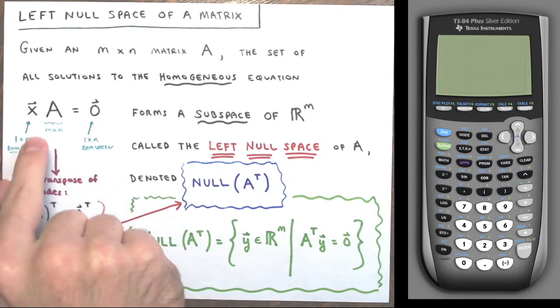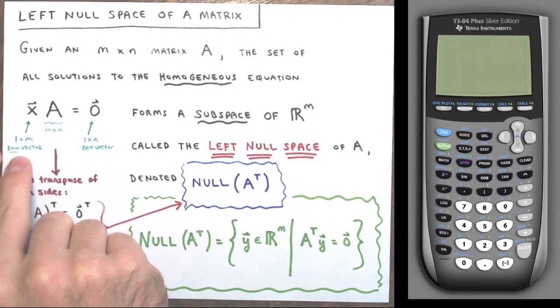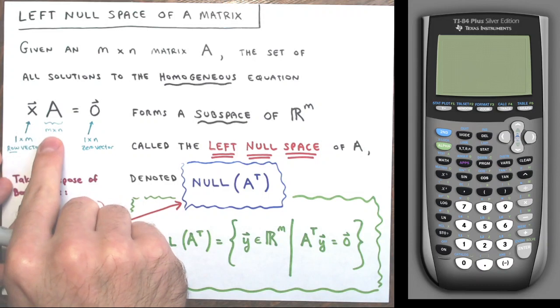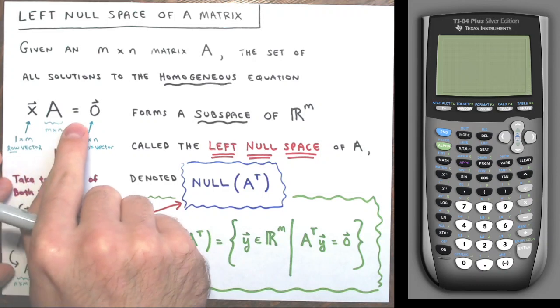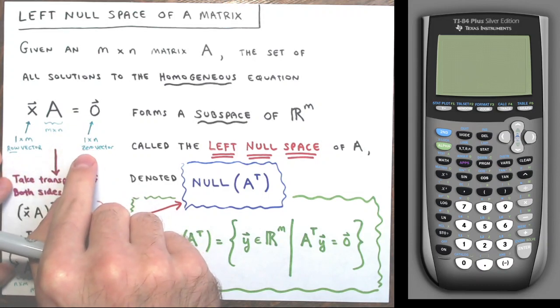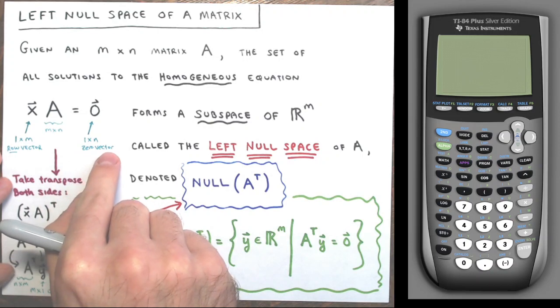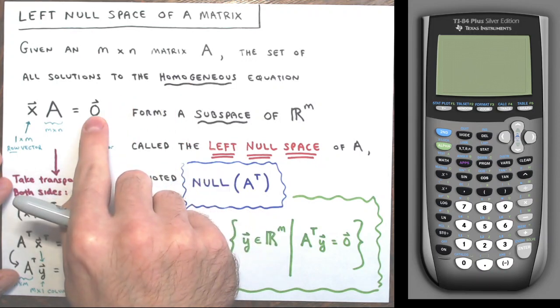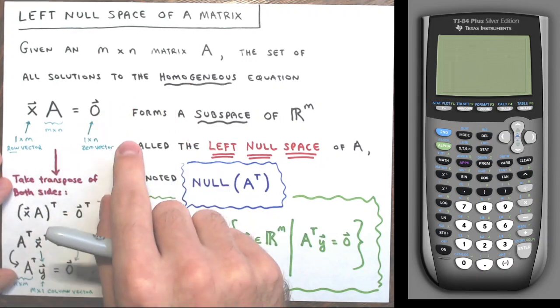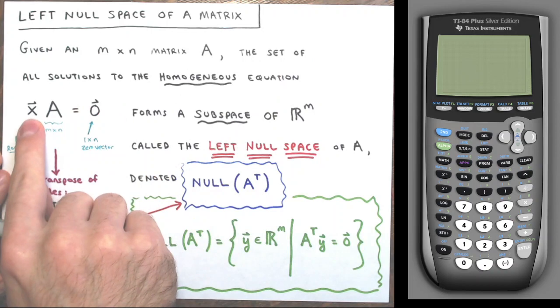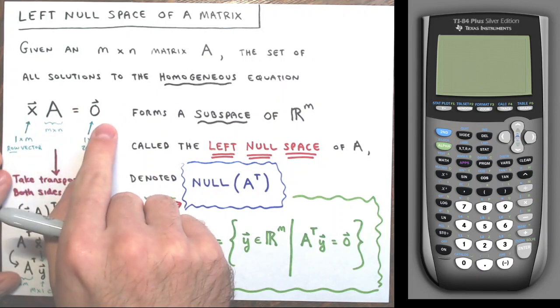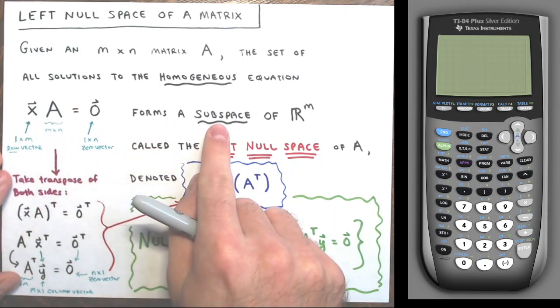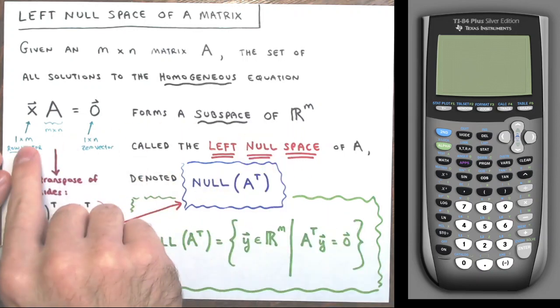So we have a 1 by m row vector x times the m by n matrix A equals the 1 by n row vector whose components are all zeros. Right, that's what makes it homogeneous. You have zeros on the other side of the equation. The set of all the solutions, all the x's that make this true, form a subspace of Rm. All these vectors are from Rm, they have m components.